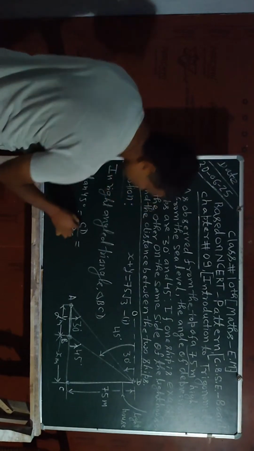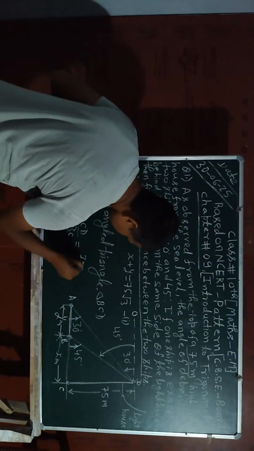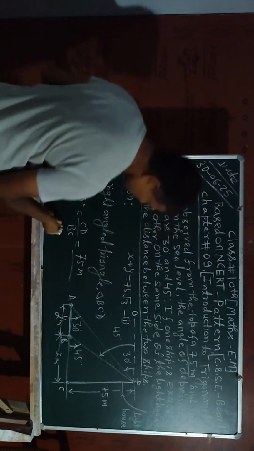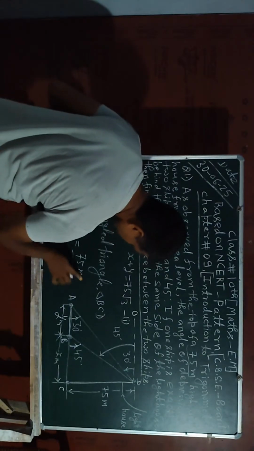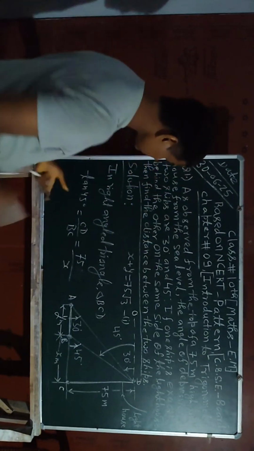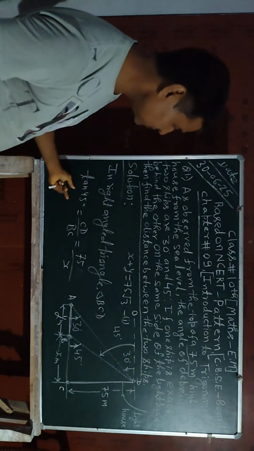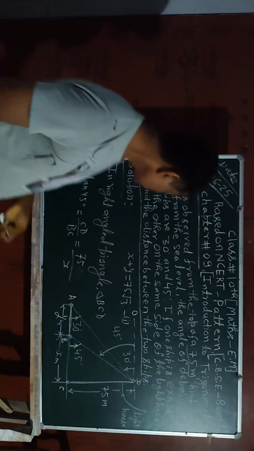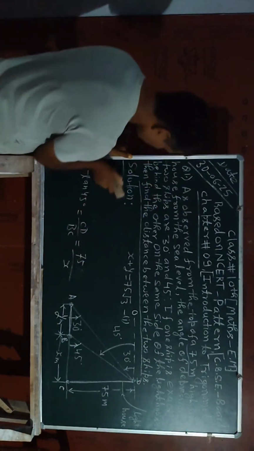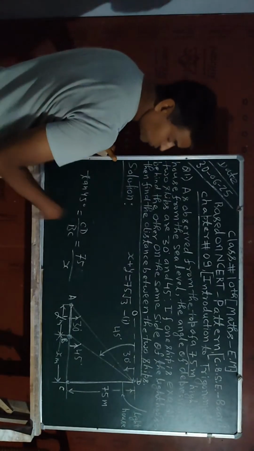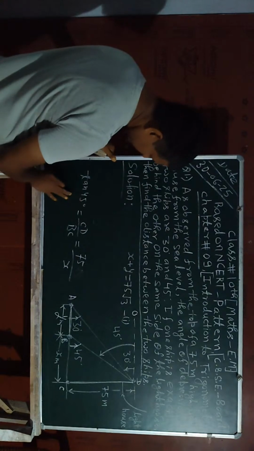Now the length of CD is given here as 75 meters, so I will put 75 meters, and then I will put the value of BC. BC is given here as x meters. Okay, so x meters. Again I will simplify this information, and after simplifying, I will put it in a proper way for solving two equations for getting the value of x and y.